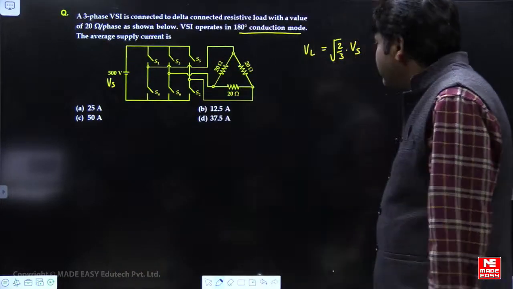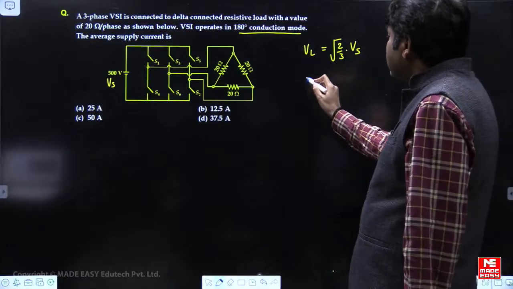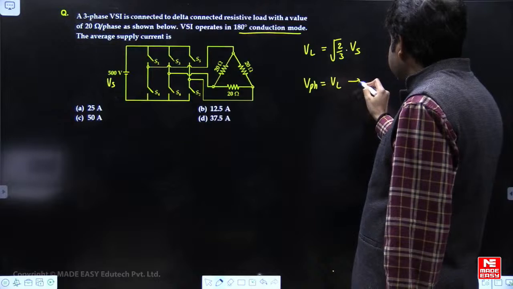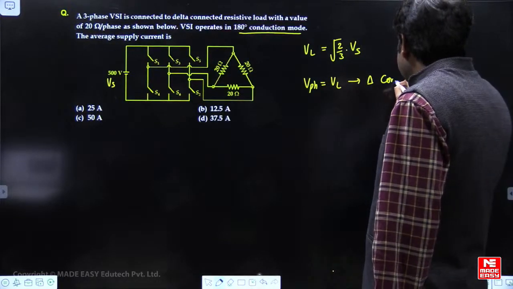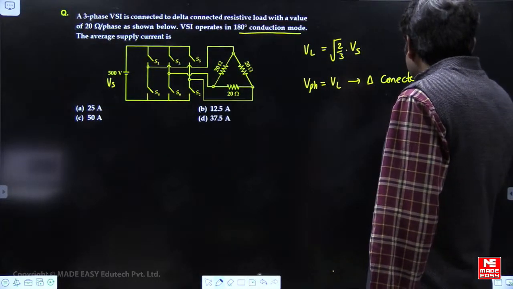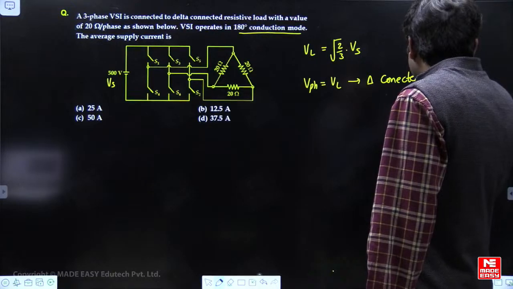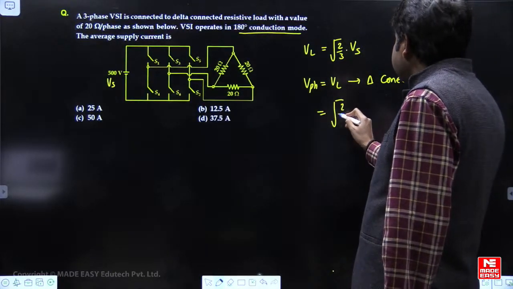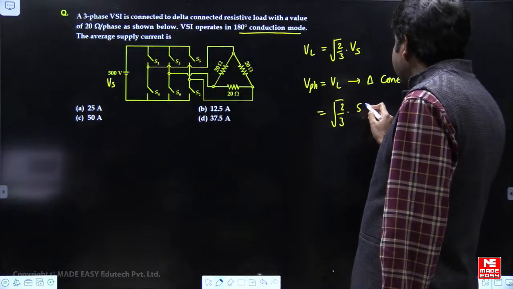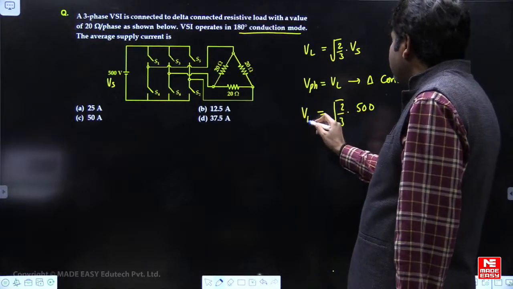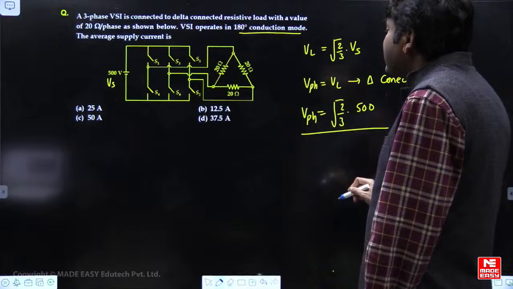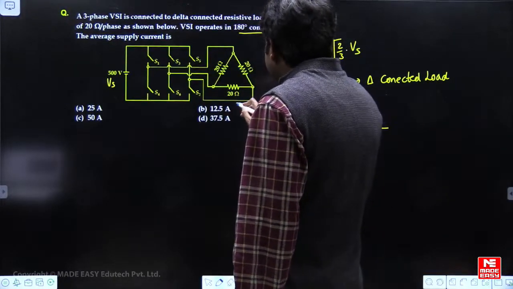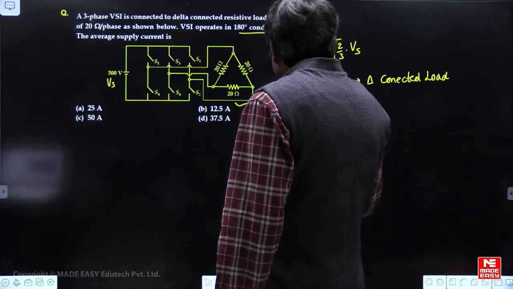So for a delta connected load, the phase voltage RMS is the same as the line voltage RMS. That is the same as root 2 by 3 into 500 volts, which is the phase voltage RMS. Now what is the output power? I want to find the output power, meaning the power loss in the load.